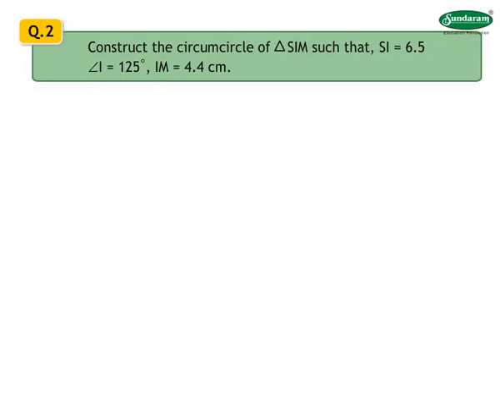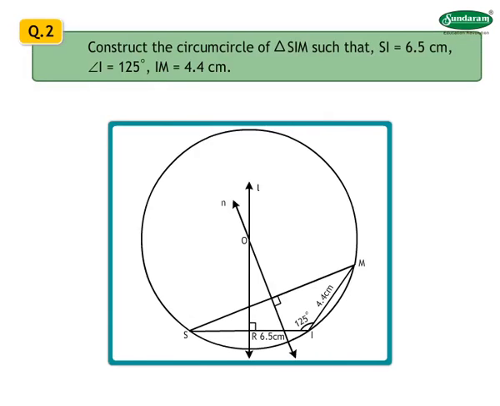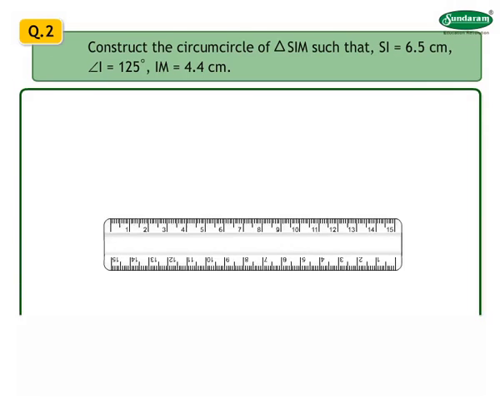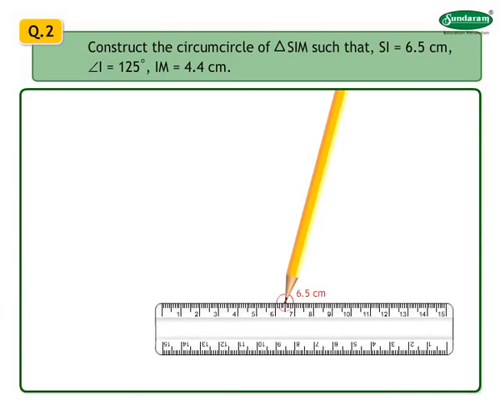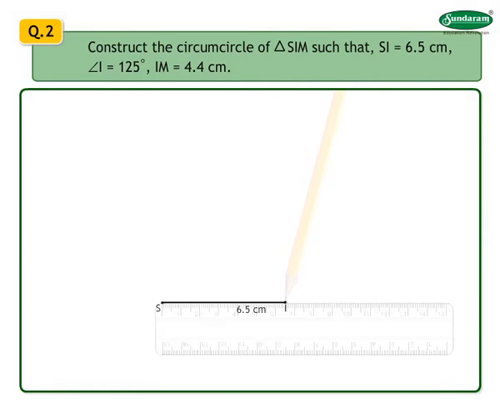Question 2. Construct the circumcircle of triangle SIM such that SI is equal to 6.5 centimeters, angle I is equal to 125 degrees, IM is equal to 4.4 centimeters. First, draw a segment SI of length 6.5 centimeters.